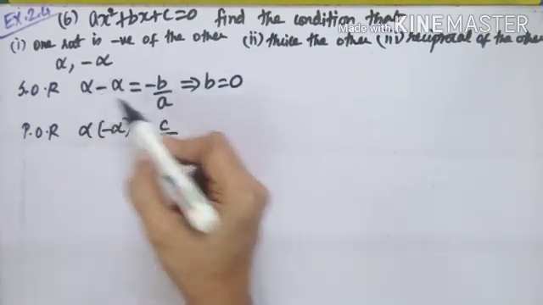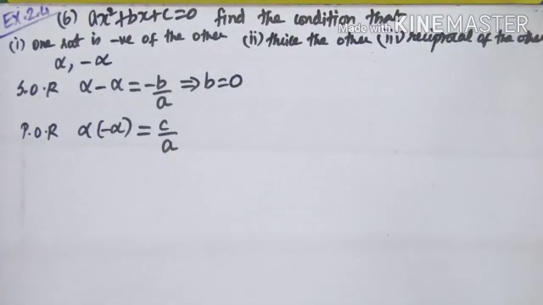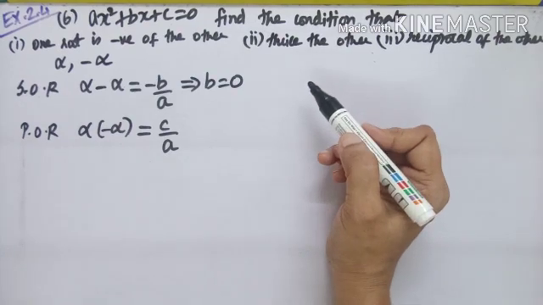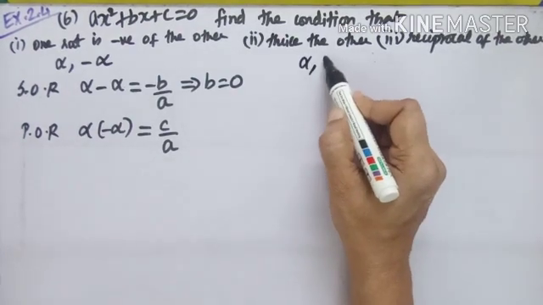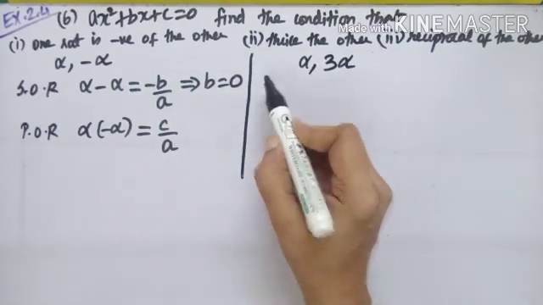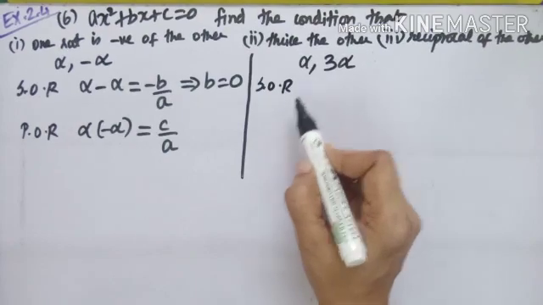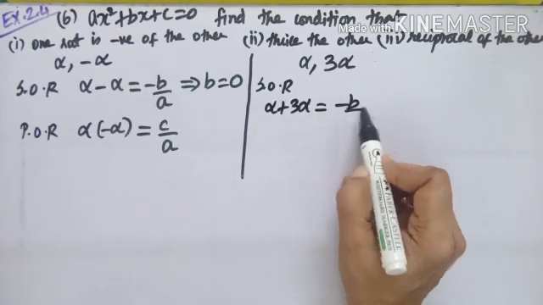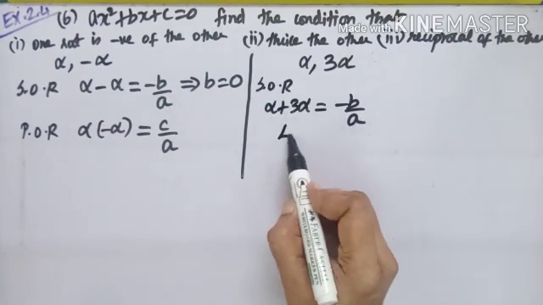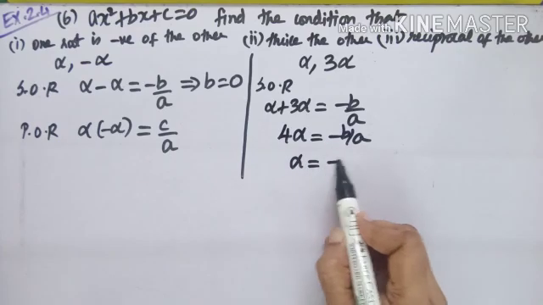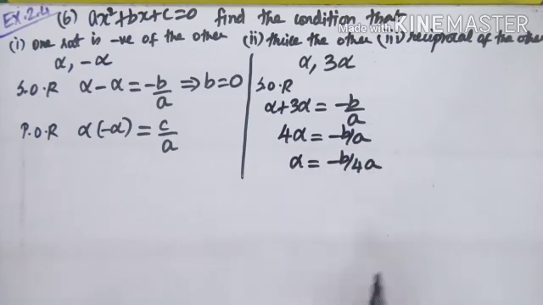So a into 0 is 0. So b is equal to 0. First condition. Second, thrice the other is given. So one is alpha, means another one is 3 alpha. Sum of the roots, alpha plus 3 alpha equal to minus b by a, or adding these two, 4 alpha is minus b by a, alpha is minus b by 4a.